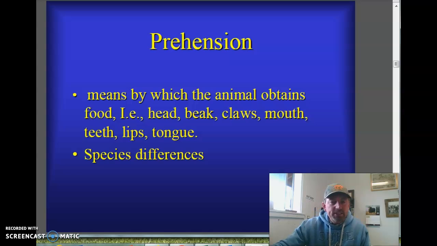So prehension just works differently in each animal. Animals obtain food. So this is just the way they get food. If it's a chicken, they're going to use their beak. If it is a lion, they might use their claws and their super strong teeth. If it's a cow, they're going to use their tongue and their lips to pull that grass in and then rip it loose rather than bite it because of the front teeth issue. But all of the species are going to handle this process differently.